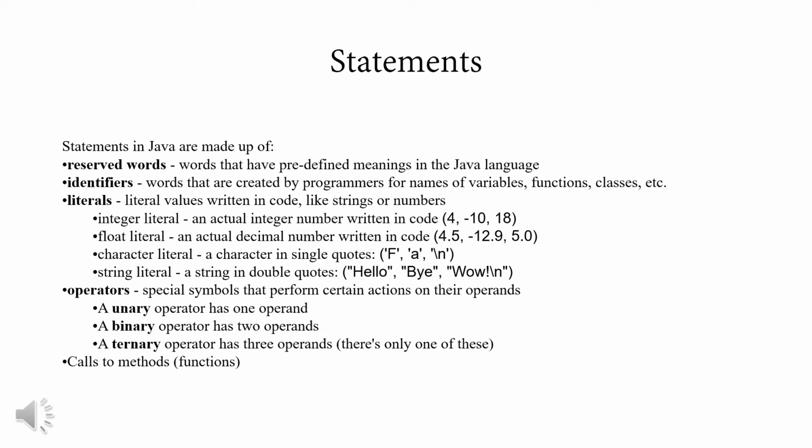Then we have operators. Operators are special symbols that perform certain actions on their operands. They can be unary, binary, or ternary. A unary operator has one operand, like plus plus x. A binary operator has two operands, like x plus y. A ternary operator has three operands.